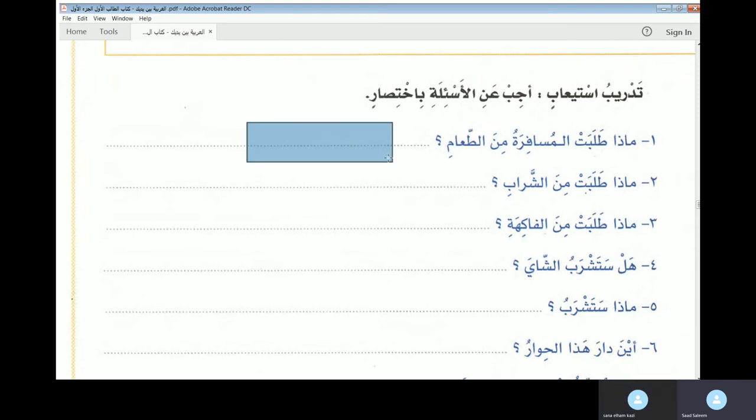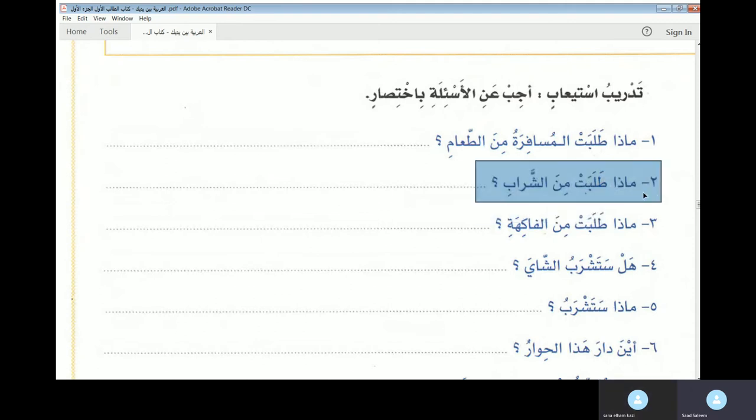She ordered some fish and the rice. Okay. She ordered is talabatul musafiratu al aruzza. Ordered some rice. Aruzza wa khubsa. Okay. Talabatul musafiratu aruzza wa samaka. Okay. Minat ta'am, right? From the food. Correct.